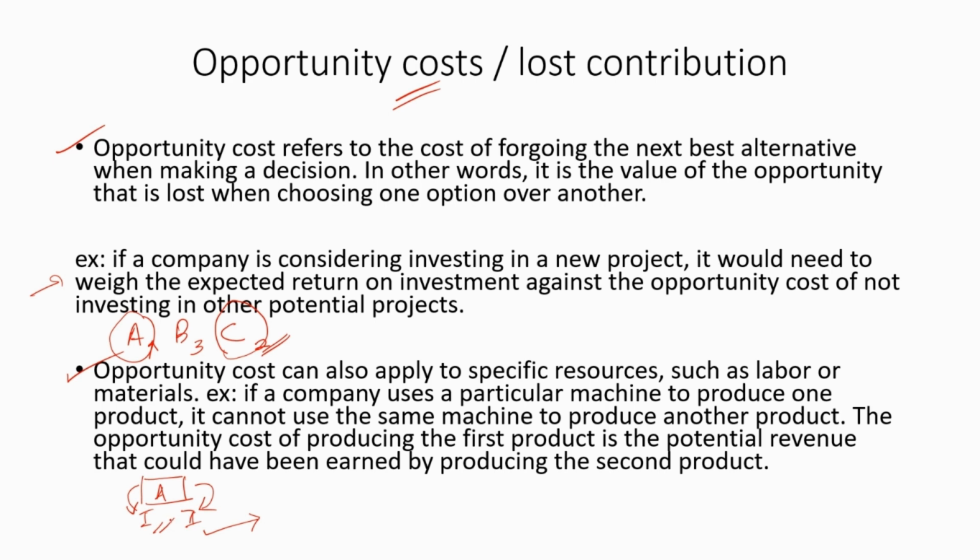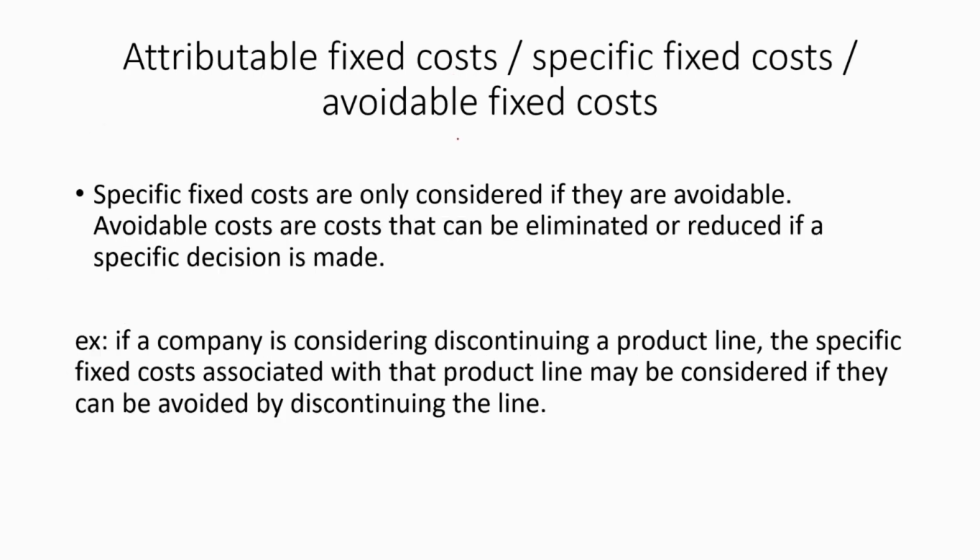The basic idea of opportunity cost or the lost contribution is that we lose the next best alternative when a decision is made. Attributable fixed costs, specific fixed costs, or avoidable fixed costs. Specific fixed costs are only considered if they are avoidable. Avoidable costs are costs that can be eliminated or reduced if a specific decision is made.